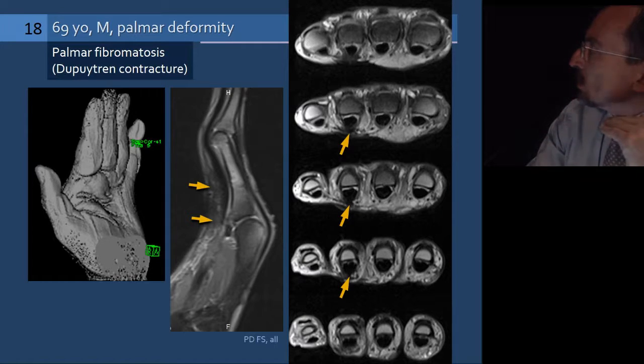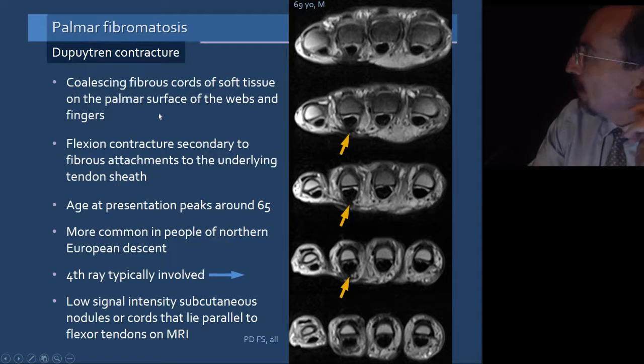Another straightforward condition where MR would help in terms of showing the extent of the fibrotic bands here would be the so-called Dupuytren contractures or palmar fibromatosis, which usually involves the fourth or fifth fingers. And usually those patients are elderly. The fourth ray involvement is typical as shown here. And it is those fibrous bands that need to be taken care of, sometimes excised by the surgeon.